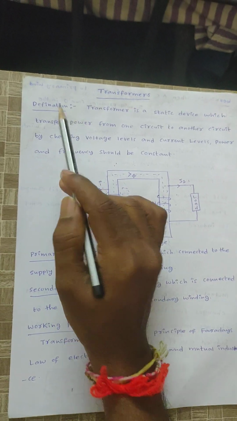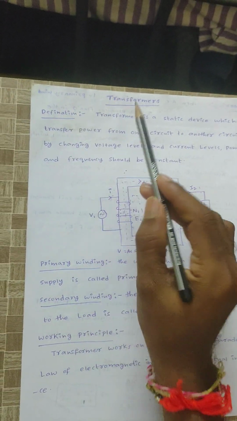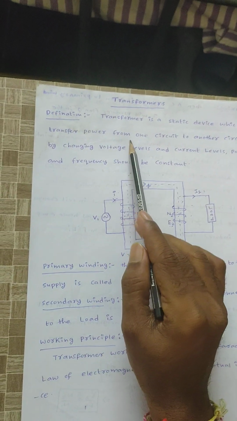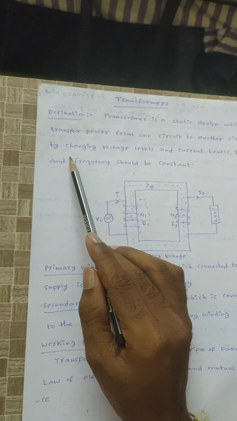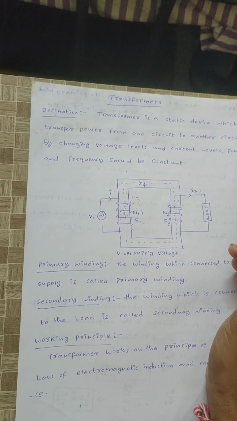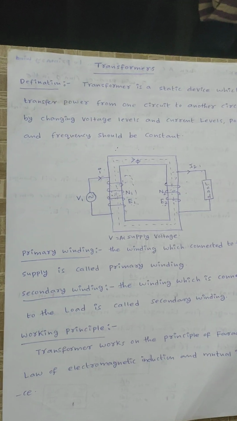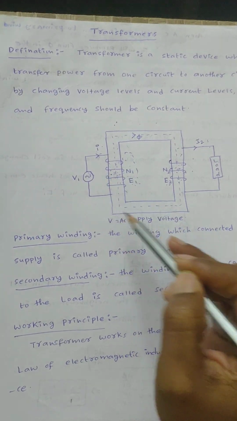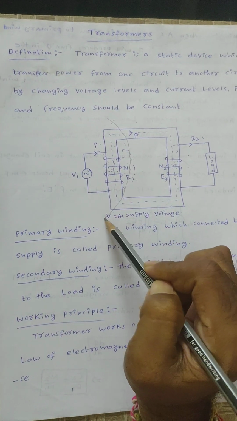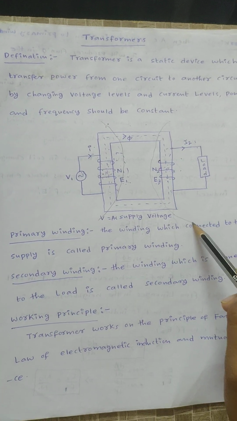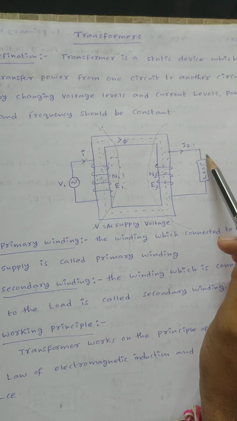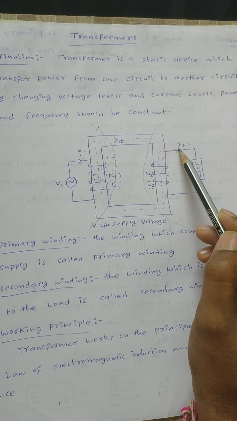First, the definition: a transformer is a static device which transfers power from one circuit to another circuit by changing voltage levels and current levels. Power and frequency should be constant. Now see here, this is a transformer, which transfers power from one circuit to another circuit by changing voltage levels and current levels.